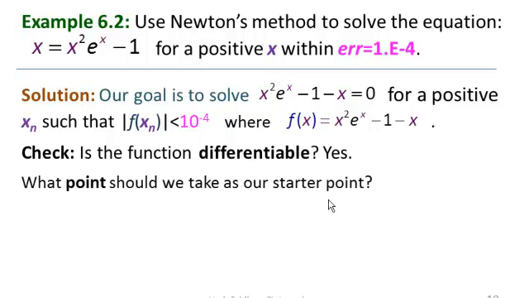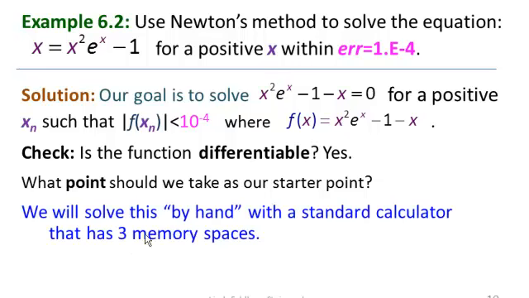What point should we take as our starter point? So we're kind of looking for a point close to some root. Like I said, we will solve this by hand with a standard calculator. Well, not quite standard. We're going to find one that has 3 memory spaces so we can store the iteration point, its function value, and its derivative value.